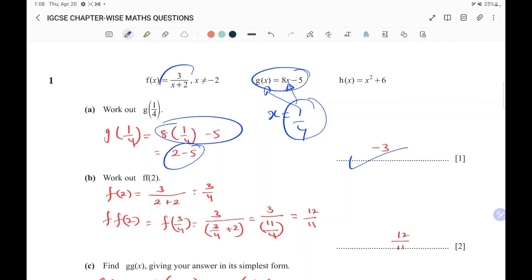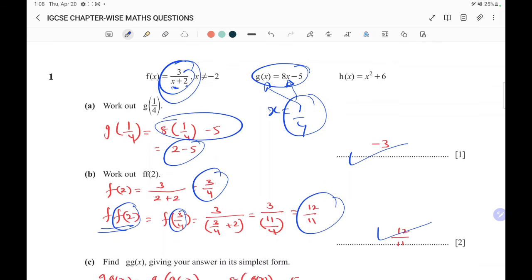So f of 2 is 3 over 2 plus 2, which is 3 over 4. Now f of f of 2: f of 2 we already found, which is 3 over 4. So f of 3 over 4 we need to find. Then x is 3 over 3 over 4 plus 2. Just calculate, you will get 12 over 11.